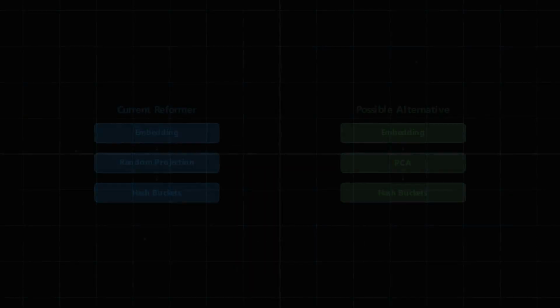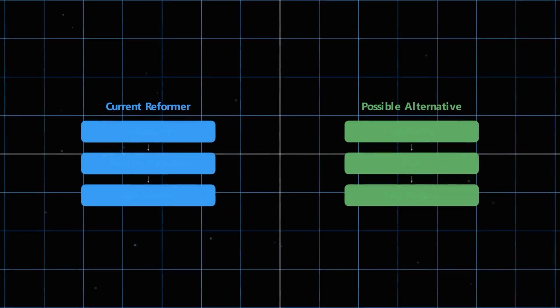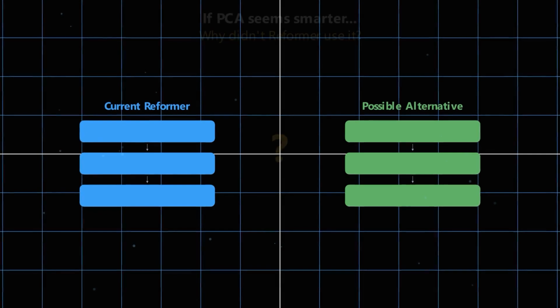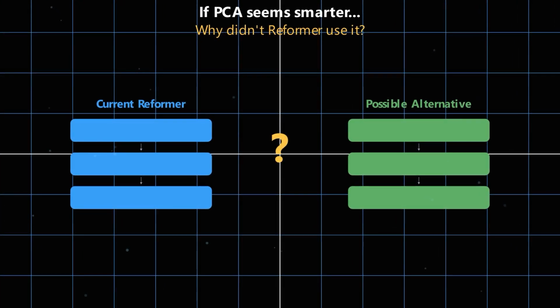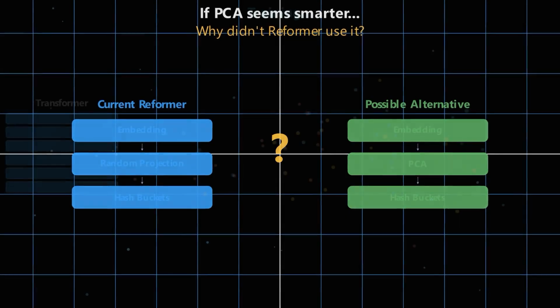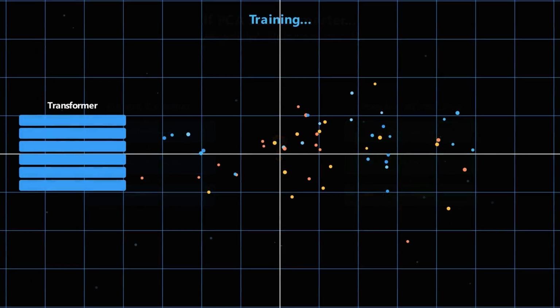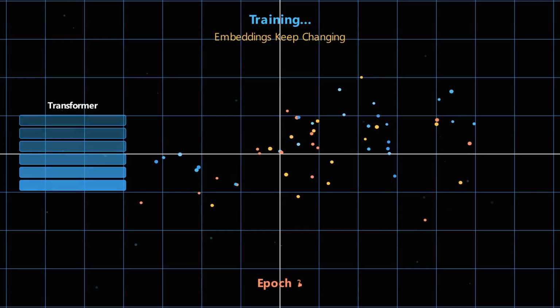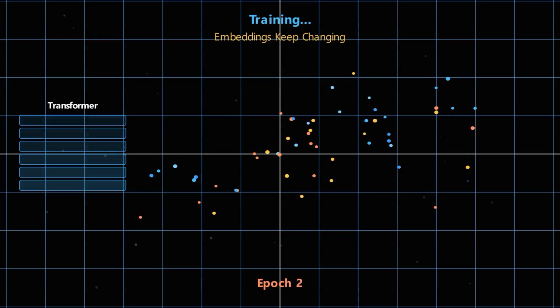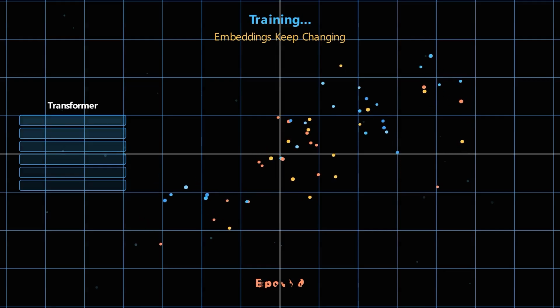So here's the obvious question. If PCA already discovers the most informative directions in the data, why didn't the reformer authors use it? The answer has nothing to do with mathematics. It has everything to do with training a transformer. During training, the transformer never stands still. Every gradient update changes the weights. As the weights change, every token embedding also changes. The entire embedding space is constantly moving.